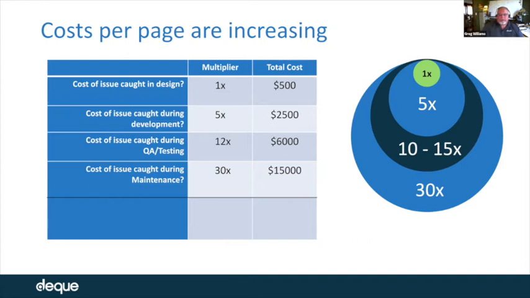So you can see with your multiplier cost here, whether it's caught in design, caught during development, caught during QA and testing, or during maintenance, and again, there are those multipliers, you can see the total cost of fixing that defect increasing. And we're using some standard hourly rates here. I'm going to talk a little bit about a case study of a Fortune 40 company, but let's just say at maybe $80 an hour for the teams that work on this, $500 to fix those defects could cost as much as $15,000 to fix a defect.